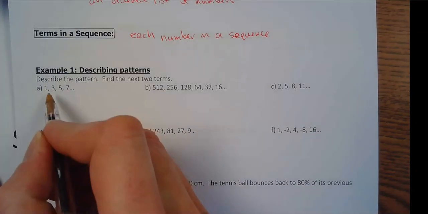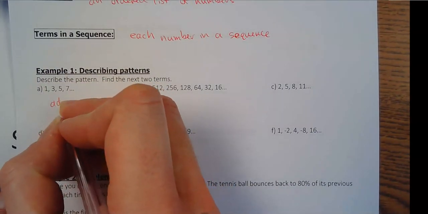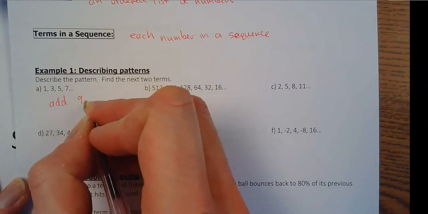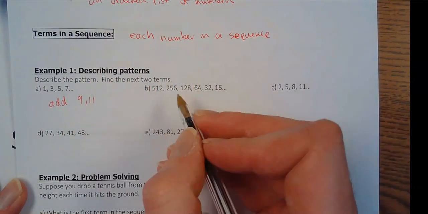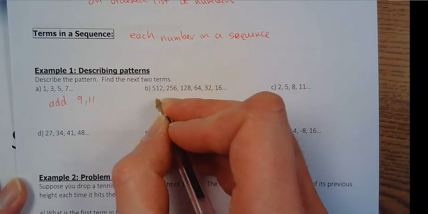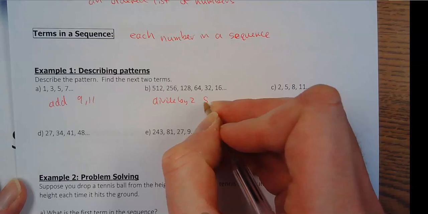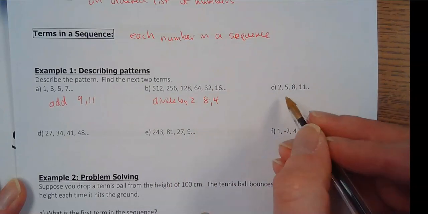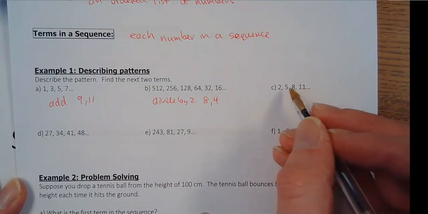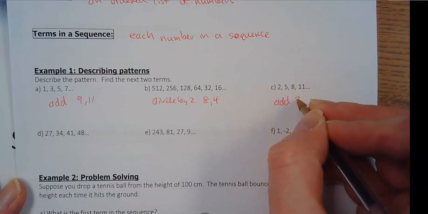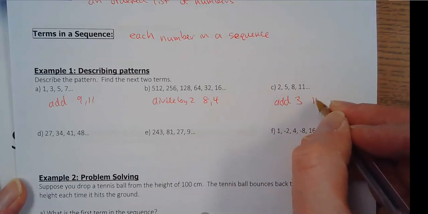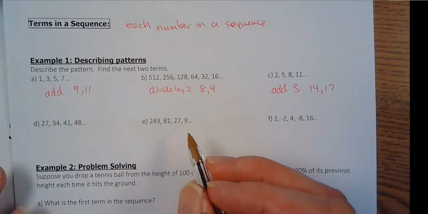So on this one, we're just adding 2 every time. So the next numbers will be 9 and 11. Okay, this one here, if you look at those numbers, we're just dividing by 2. So the next numbers would be 8 and 4. These numbers here, it looks like we're adding 3. So add 3, so it'll be 14 and 17.